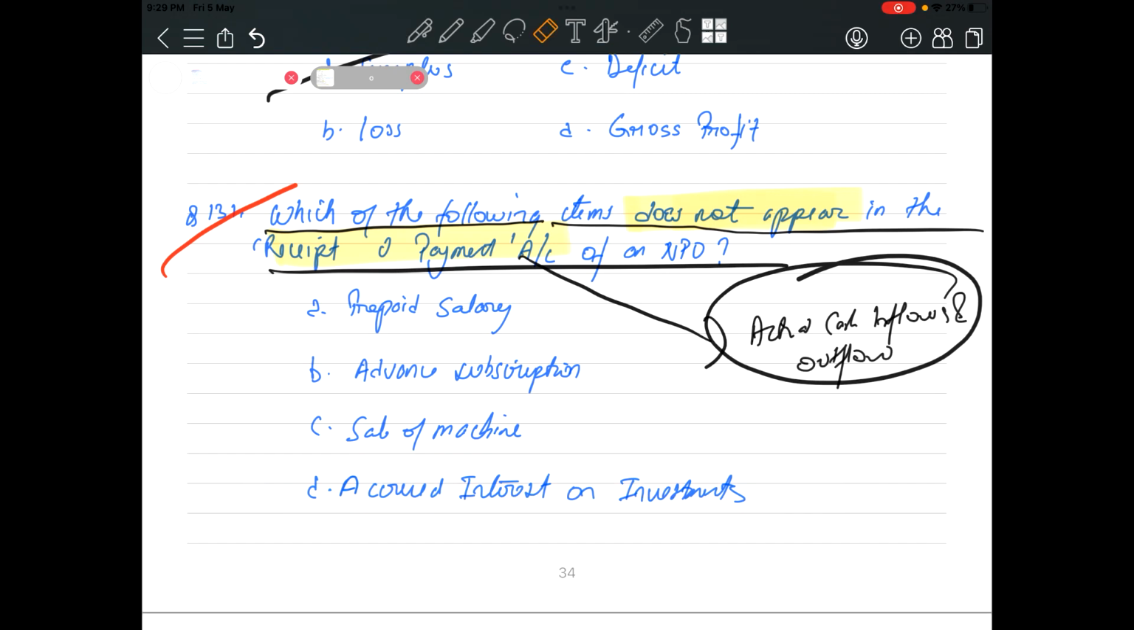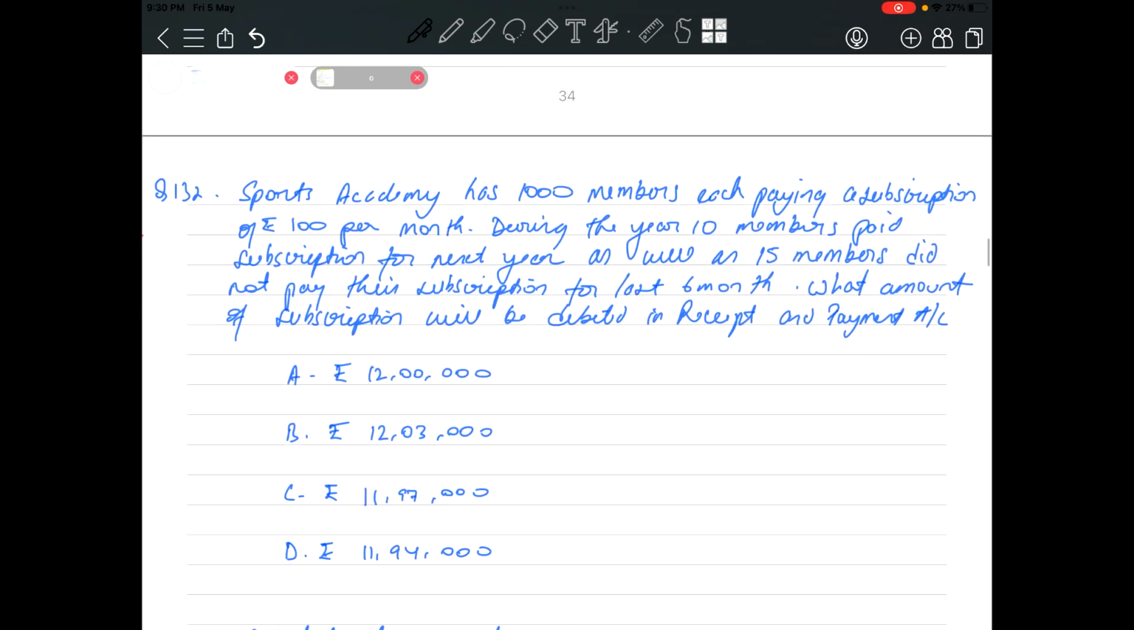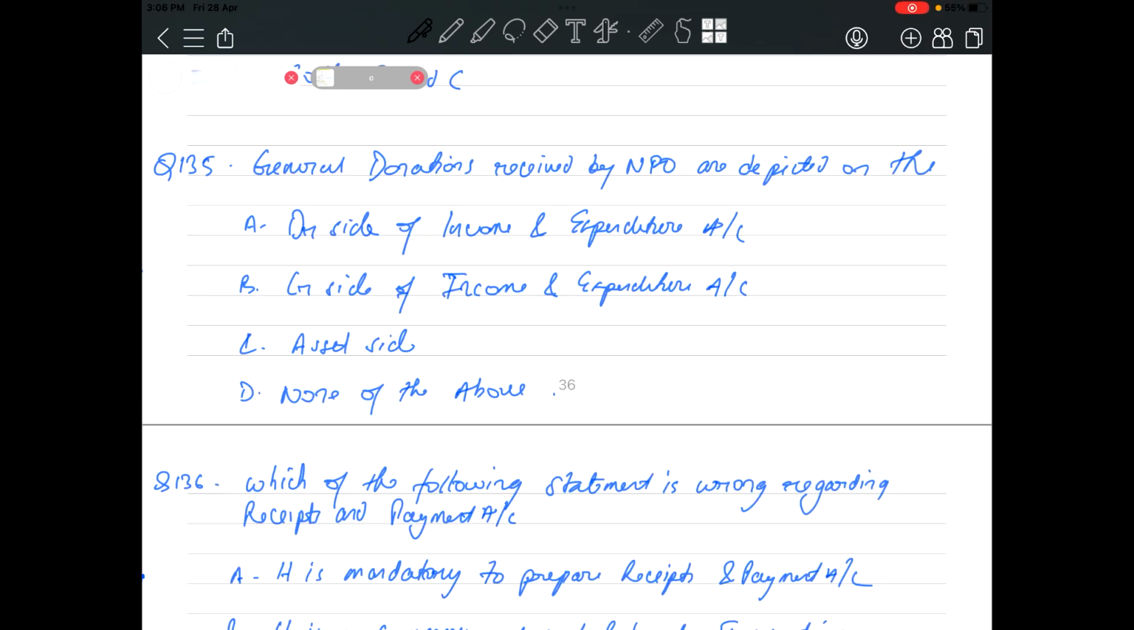The answer is point number D. Now let's see question number 132. Question number 132. Now let's see question number 135. General donation received by NPO are depicted on the, okay, what is a general donation?